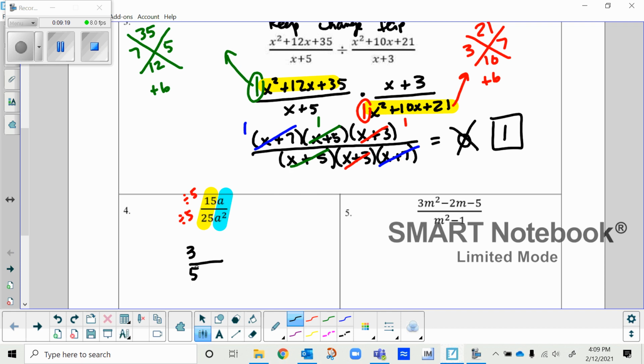And then for the a's, you want to keep your base on whichever side of the fraction has the most a's, which is the bottom. And then you subtract the exponents, right? The a on top really has a 1. 2 minus 1 is 1. So it's 3/5 a to the first on the bottom, but we don't have to write that 1 exponent. So I'm just going to write 3 over 5a.